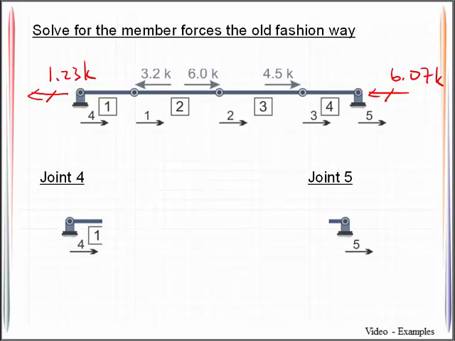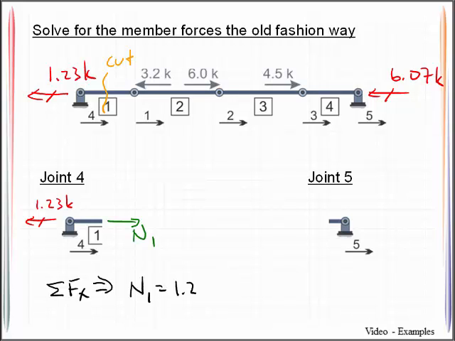The last thing we want to find are the member forces, and we'll do that the old-fashioned way, meaning we'll come in here, and if I want to know what the force is in member 1, I will make a cut in member 1, and I'll sketch that free body diagram here below. So N1, and we've got this known reaction here of 1.23 kips. And then I will go ahead and sum forces in the x direction, and that will reveal to me that N1 is equal to 1.23 kips. It would be positive, meaning that is tension.